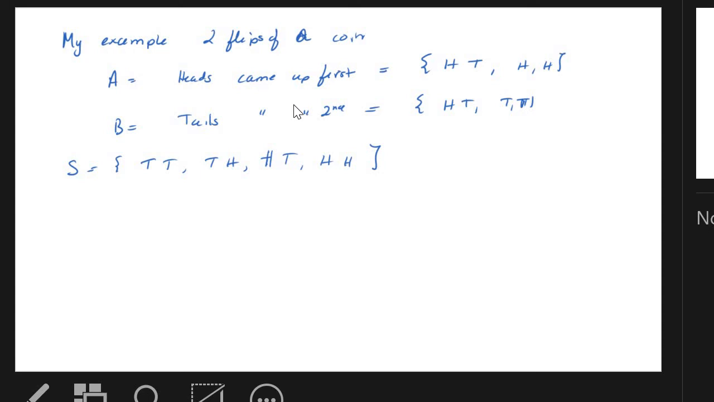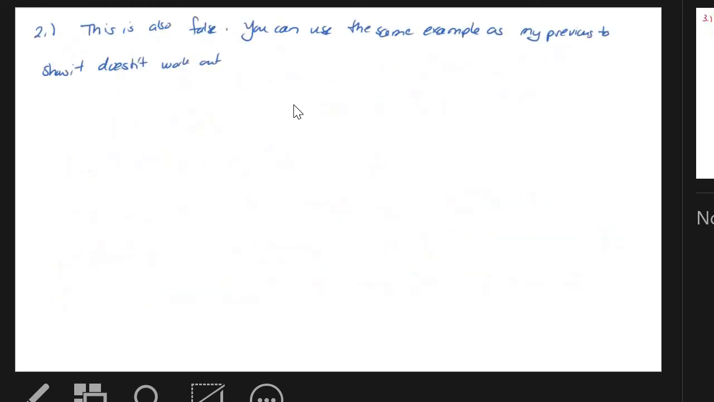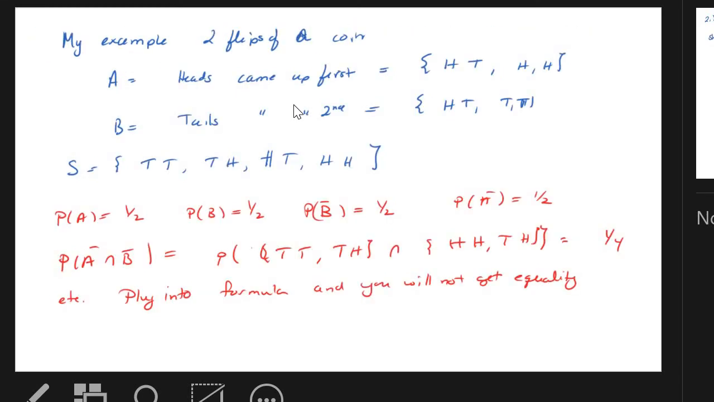I let A be the set that heads came up first, B be the set that tails came up second, wrote them out, and then I plugged in the formula, and I already know it's not going to work, right? Because I saw that little equation. And now these probabilities are not 0, so I know that they're not going to equate. So I'm done.